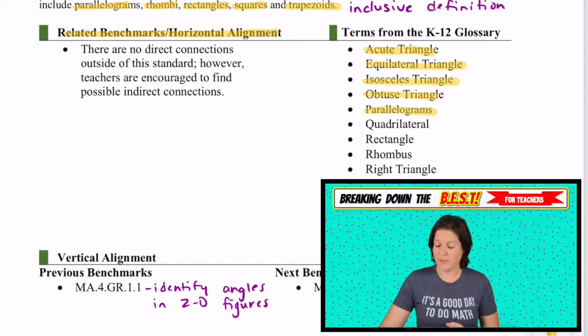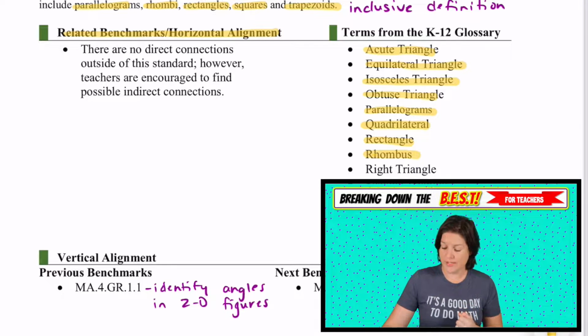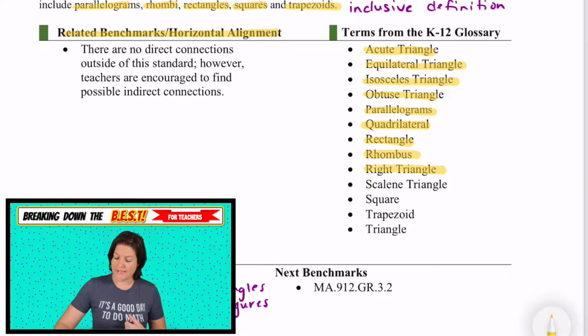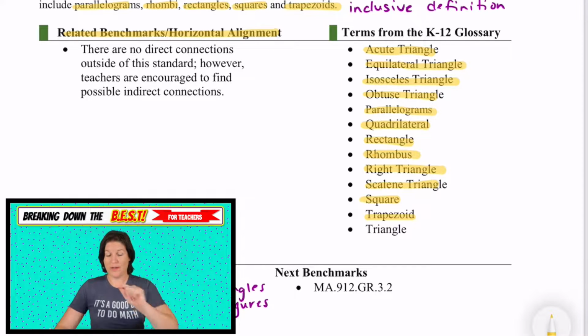Parallelograms have two pairs of parallel sides. A quadrilateral is a four-sided polygon. A rectangle is a quadrilateral that has four right angles. A rhombus is a quadrilateral with four equal sides. A right triangle contains a right angle. A scalene triangle has all different side lengths. A square is a quadrilateral that has four equal sides and four right angles. A trapezoid, we've stated that it is the inclusive definition, which means that it is at least one pair of parallel sides. And a triangle is a three-sided polygon.